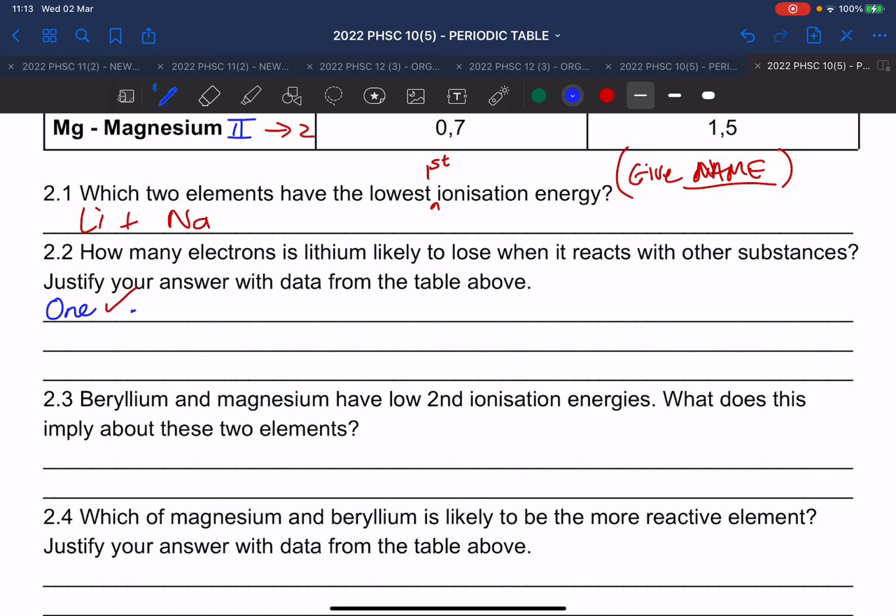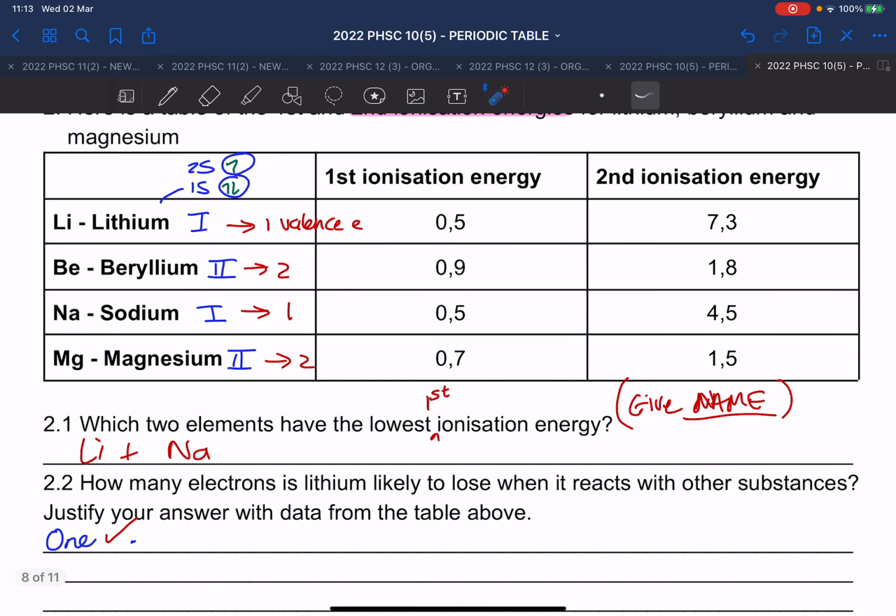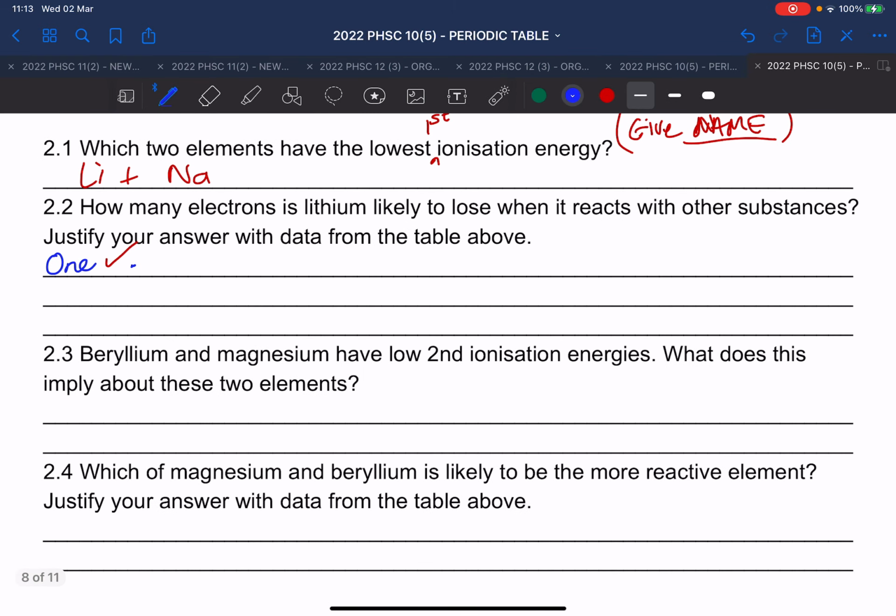Then justify your answer with the data from the table. So what did we see there? We saw the first ionization energy is quite low and the second ionization energy is high. So we say the first ionization energy is low. Okay, now, that's what you read from the table. Now you must interpret, explain what that means. First ionization energy is low, that means what?